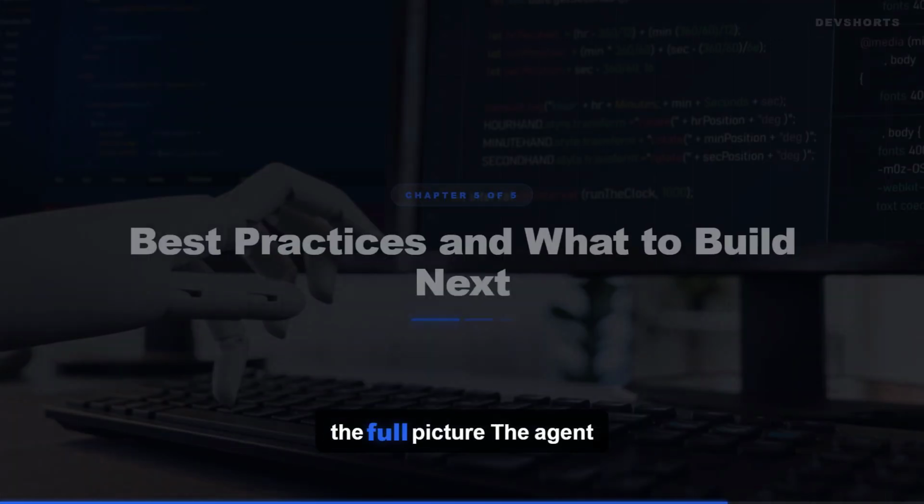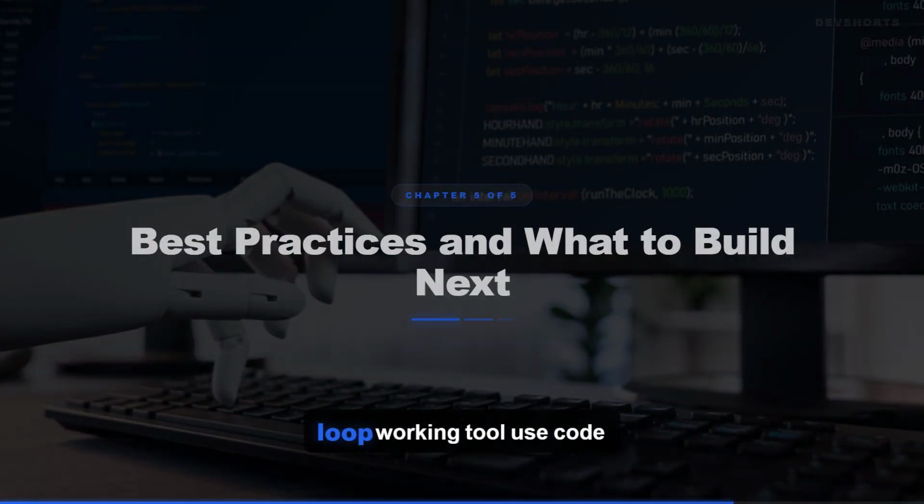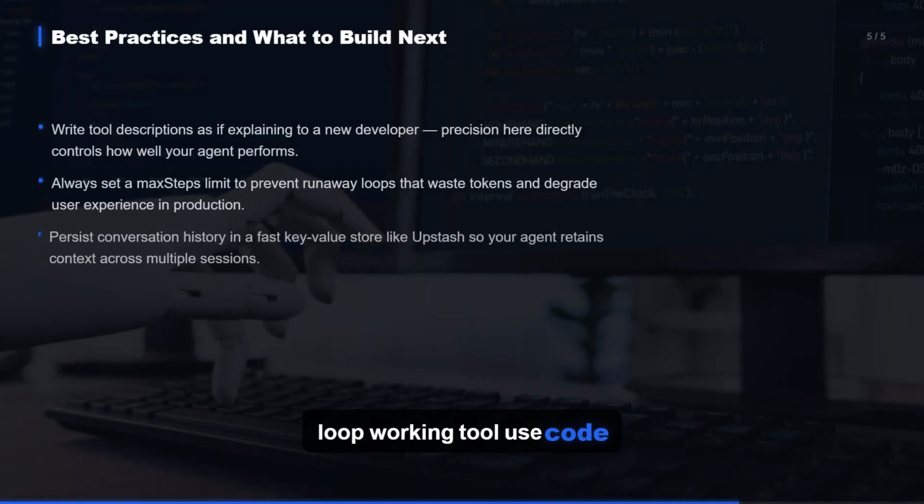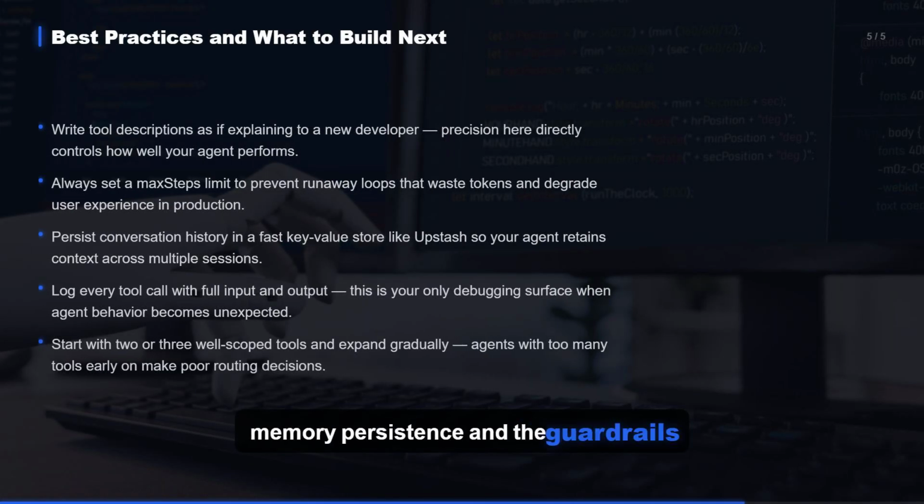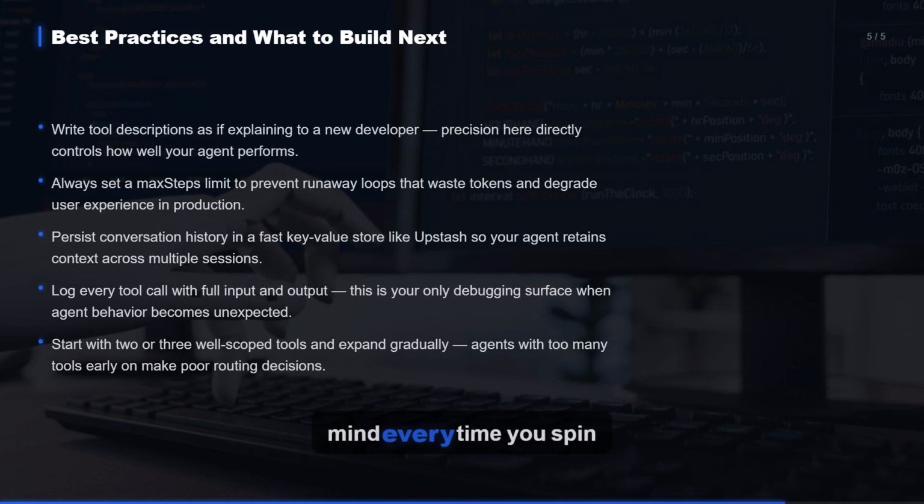You've now got the full picture: the agent loop, working tool use code, memory persistence, and the guardrails that keep things stable in production. Before you go, let me leave you with the 5 practices that will make your agents reliable and maintainable long-term. Keep these in mind every time you spin up a new agent project, and you'll avoid the traps that catch most developers.